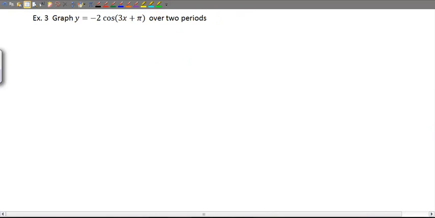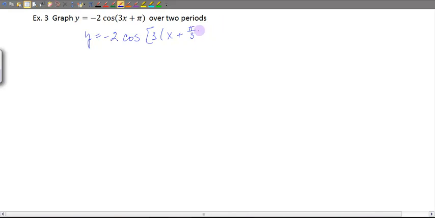And this time, we have a little bit more going on. For this graph, I'm going to graph negative 2 cosine of 3x plus pi, and I'm going to do this over 2 periods. So let's start identifying what we know. First of all, we need to factor out this 3 in order to identify the period of the function. So let's rewrite this as y equals negative 2 cosine of, factoring a 3 out of each of those numbers, 3 times x plus pi over 3.